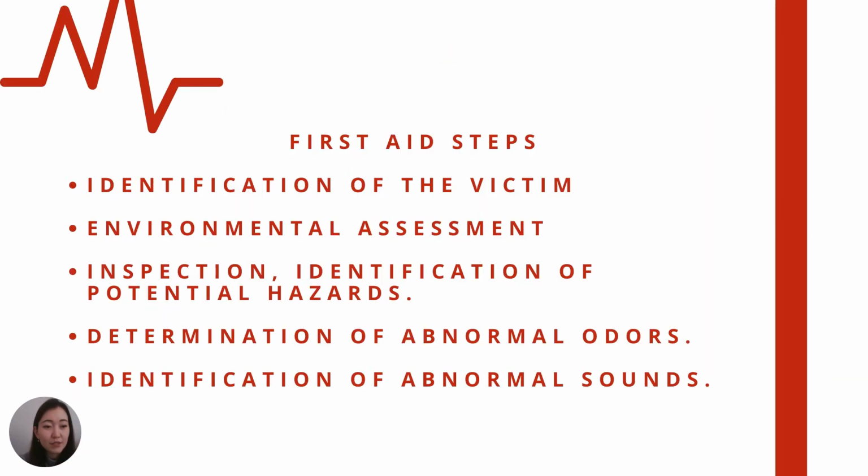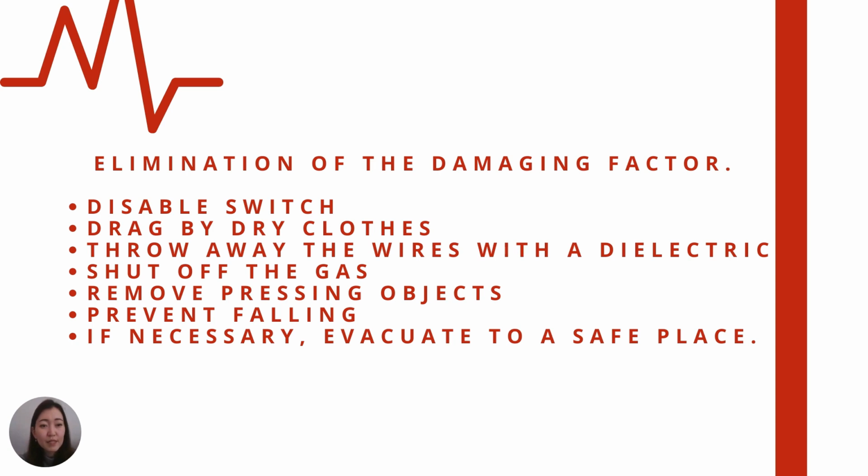So let's start. These are 5 main steps in first aid. The first, identification of the victim. We know who is the victim. Victim is a person who is harmed, injured, or needs some help. Environmental assessment. Environmental assessment is done by our visual senses, senses of feelings, I can say. The third is inspection, identification of the potential hazards, determination of abnormal odors, and the last is identification of the abnormal sounds.